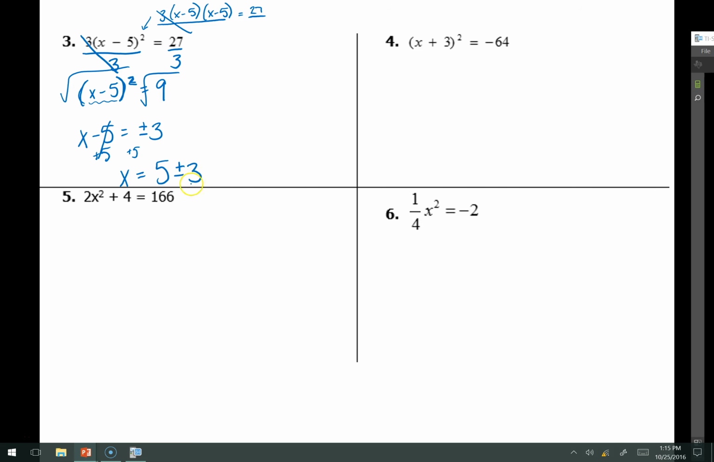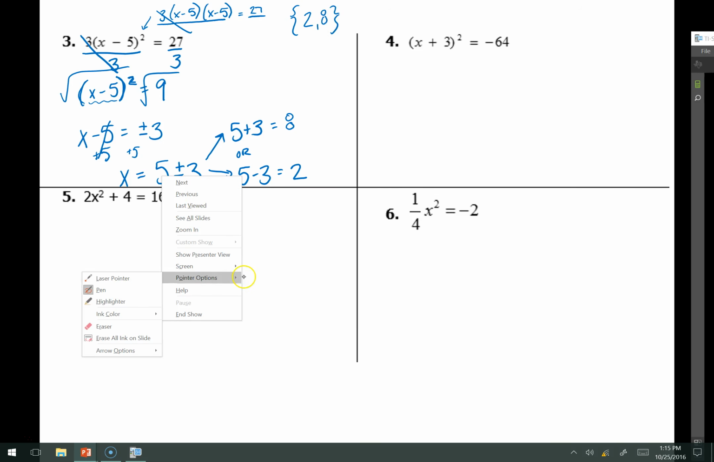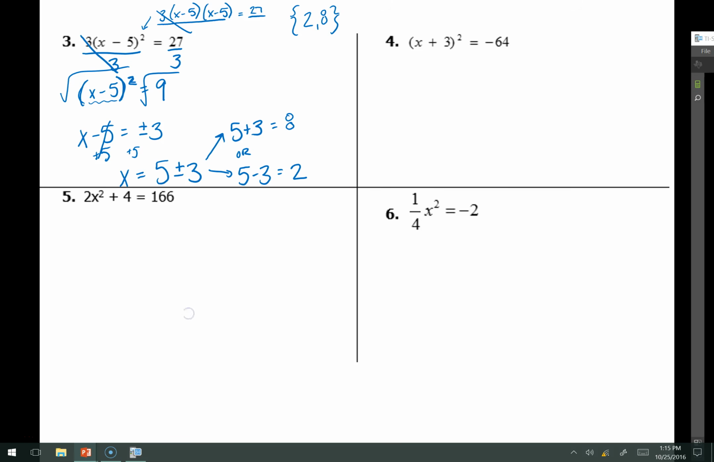I need to solve both of these problems out. When you say plus or minus, that means 5 plus 3 or 5 minus 3. So when we simplify those, 5 plus 3 is 8, and 5 minus 3 is 2. So my solution set that I need to check is 2 and 8. When I need to check, I'm going to go and plug those back in to the original problems.